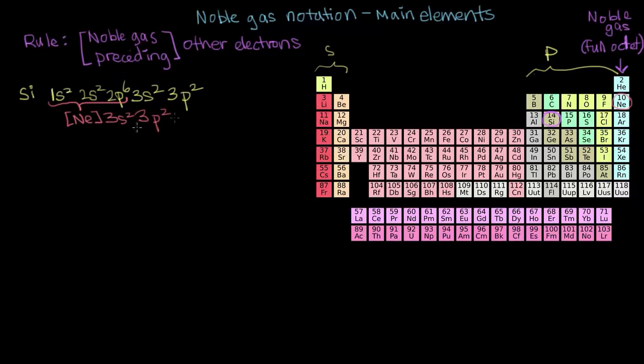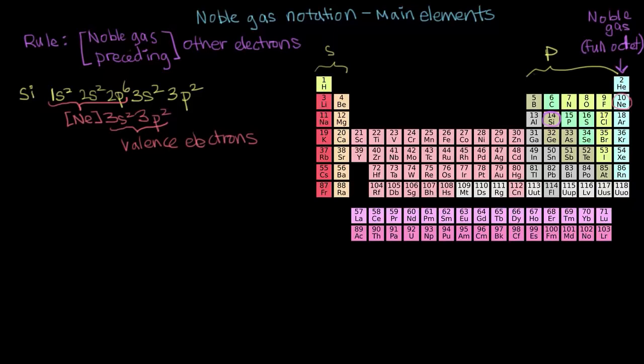The other thing you might notice is that these other electrons here that we wrote outside of the brackets are our valence electrons. Writing your electron configuration this way using noble gas notation makes it really obvious where your valence electrons are and what kind they are. So that's helpful.